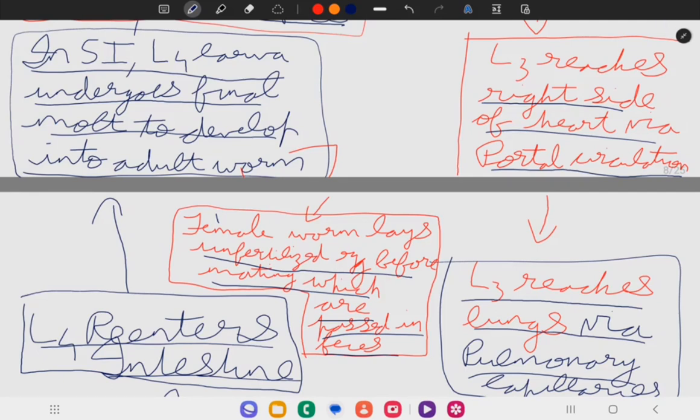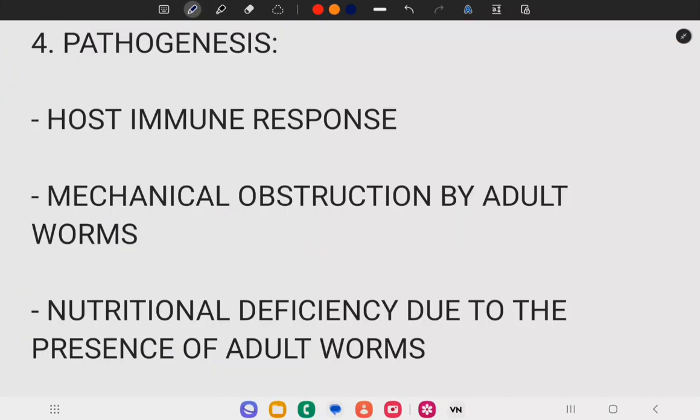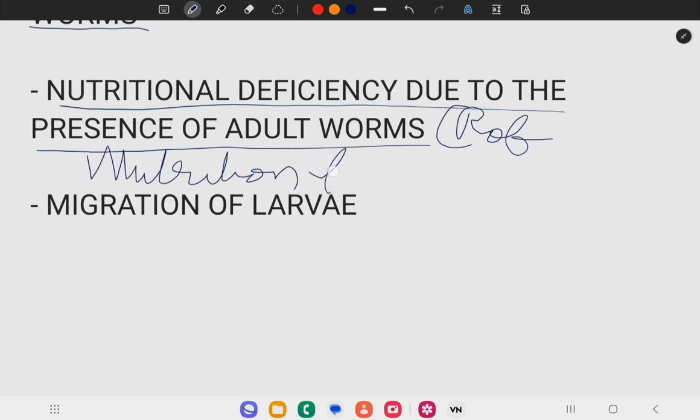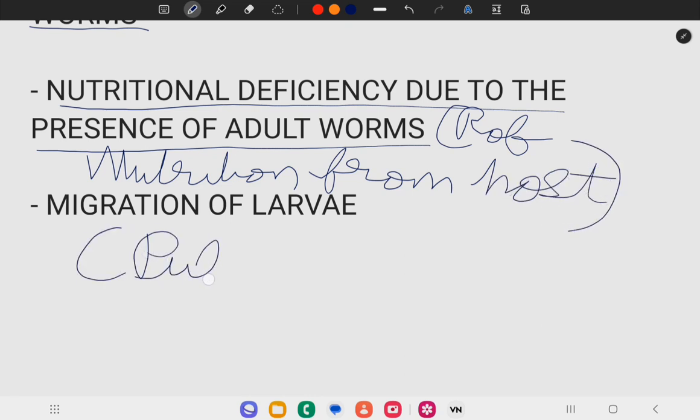Next, I will discuss the pathogenesis. Pathogenesis caused by Ascariasis infection is attributed to 4 factors. One is host immune response, mechanical obstruction by adult worms, and nutritional deficiency due to the presence of adult worms. Nutritional deficiency results because adult worms rob nutrition from the host, and migration of larva results in pulmonary symptoms.